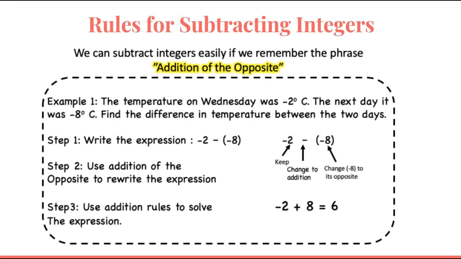Step 2, use addition of the opposite to rewrite the expression. We keep the first one the same. We change every subtraction problem to an addition problem. So as long as you know your addition rules, subtraction should be easy. Keep the first one the same, still -2. Change my subtraction to addition, which I did down here. Okay, and then change the sign. So addition of the opposite.